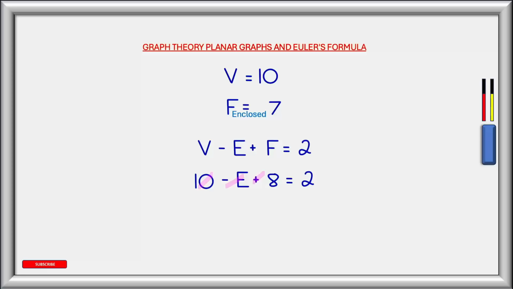Now we have 7 enclosed faces, but we mustn't forget the infinite face. So we need to add 1 to 7, and that gives us 8. And this should all add up to 2 to be a planar graph. And so if we solve this for e, we get e is equal to 16. So in the scenario described, we would need a total of 16 edges for this graph to be planar.